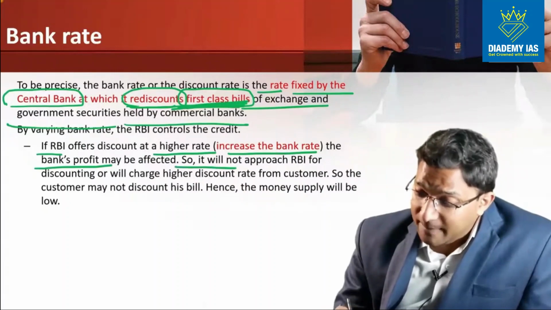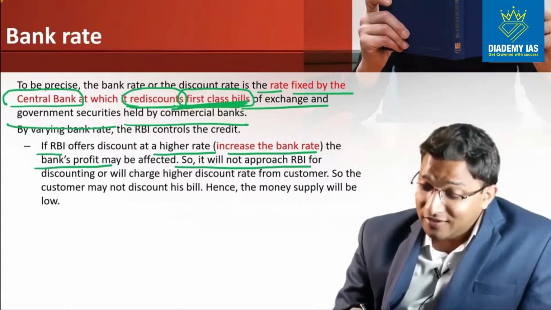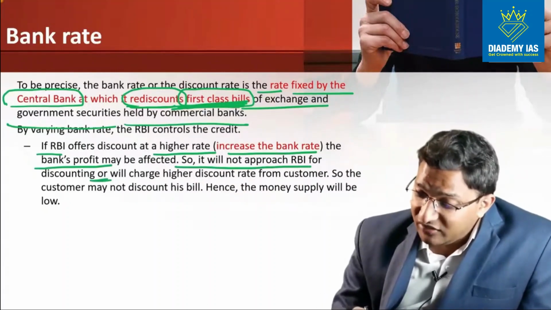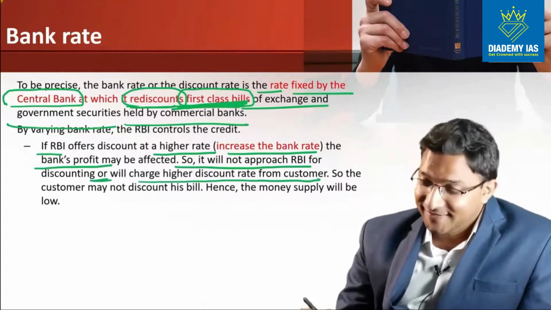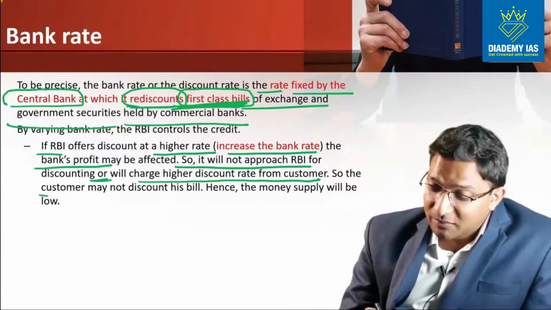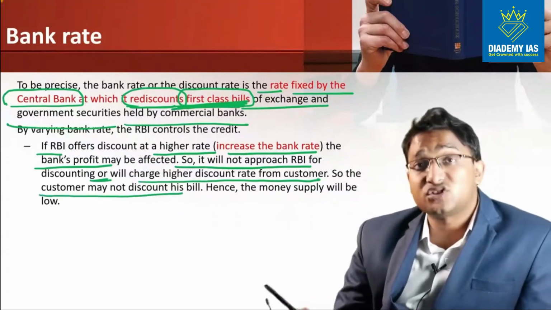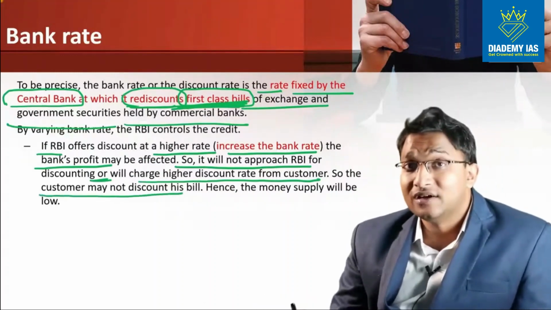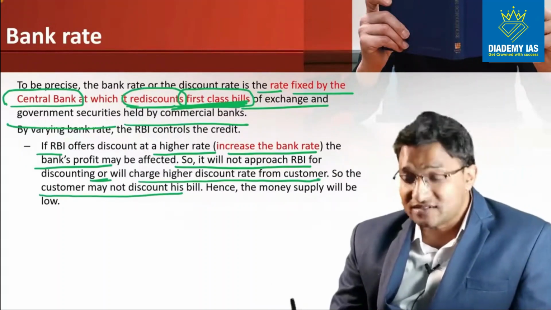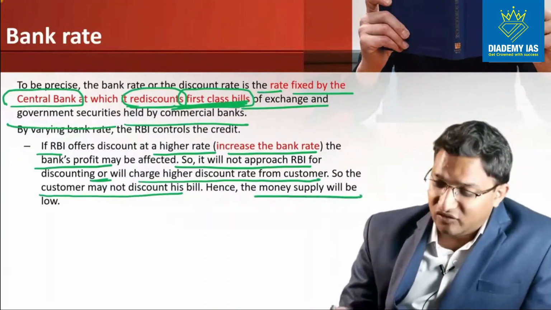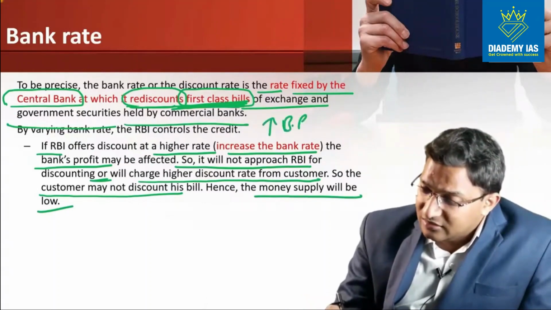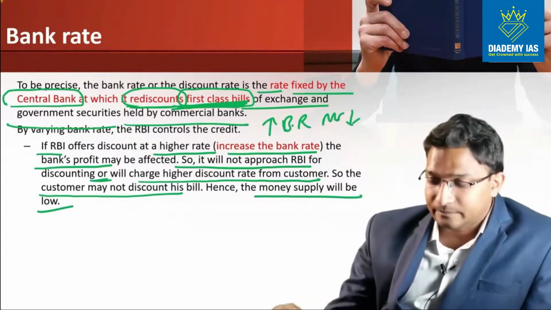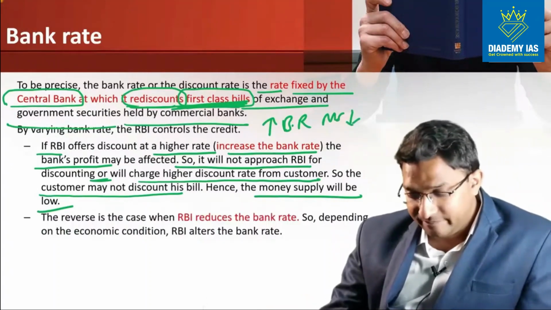So the bank will not approach the RBI for discounting, or if it approaches, then it will charge a high discount rate or high interest rate from the customer. In this case, the customer may not come to discount the bill because the interest cost is increasing. So the customer will prefer not to discount. Hence the money supply will be low. So a bank rate increase means the money supply reduces, and vice versa.